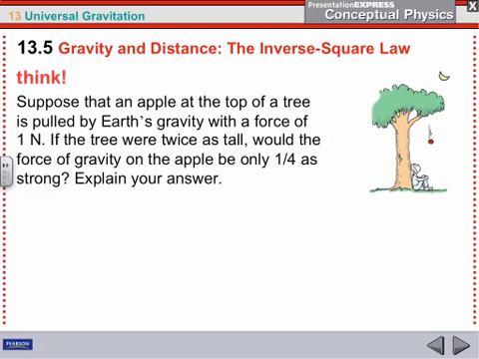Okay, so suppose that an apple at the top of a tree is pulled by the Earth's gravity with a force of 1 Newton. If the tree were now twice as tall, would the force of gravity on the apple be only 1/4 as strong? Think about that.